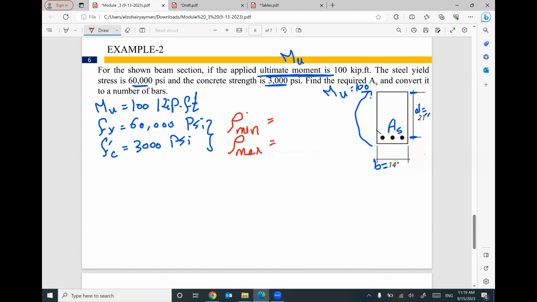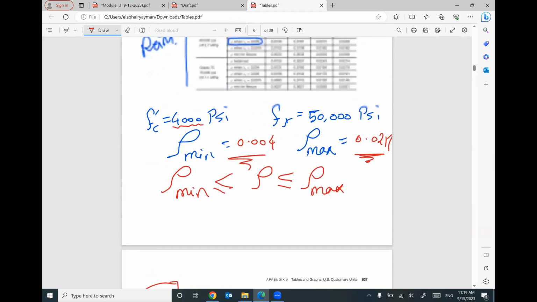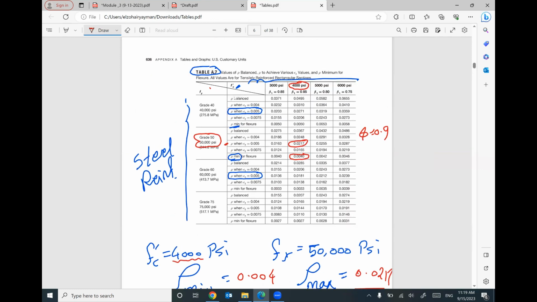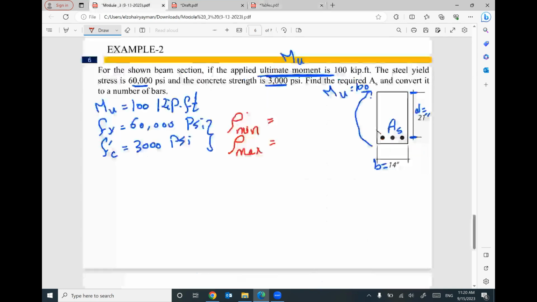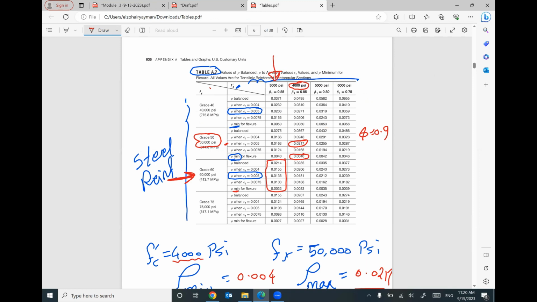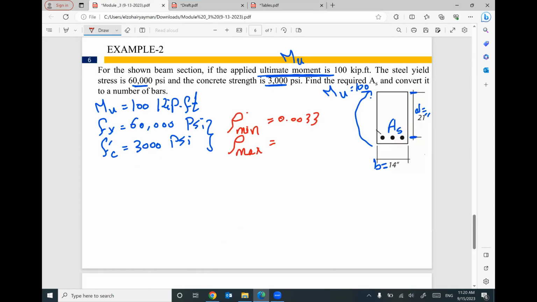Using the table A7, if we go back to this one, with F prime C equal 3,000 and the F yield equal 60,000, I can tell you the value of rho minimum, this one and this one. So we are looking for these values. That makes sense? And the value of rho minimum is 0.0033. And the value of rho maximum will be 0.0136. This is the first step before starting.